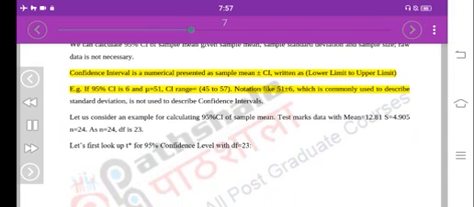If 95% CI is ± 6 and mean equals 51, the CI range equals 45 to 57. Notation like 51 ± 6, which is commonly used to describe standard deviation, is not used to describe confidence intervals. Let us consider an example for calculating 95% CI of a sample mean.